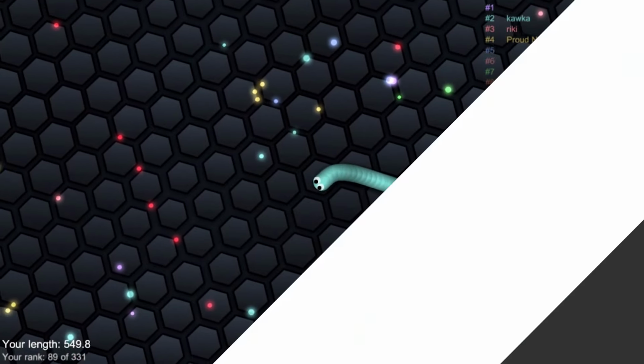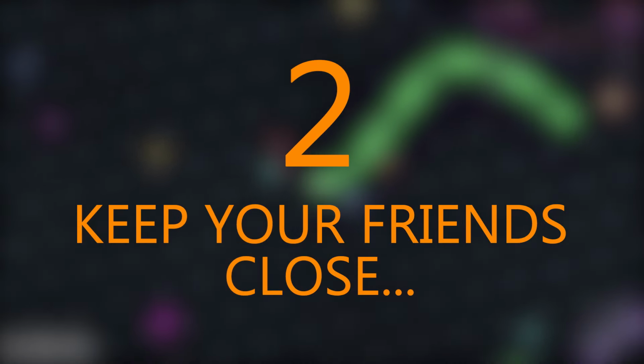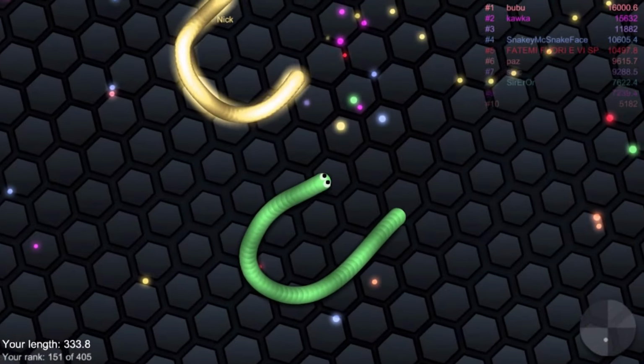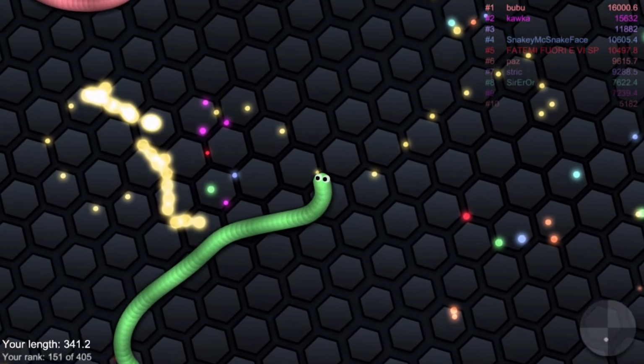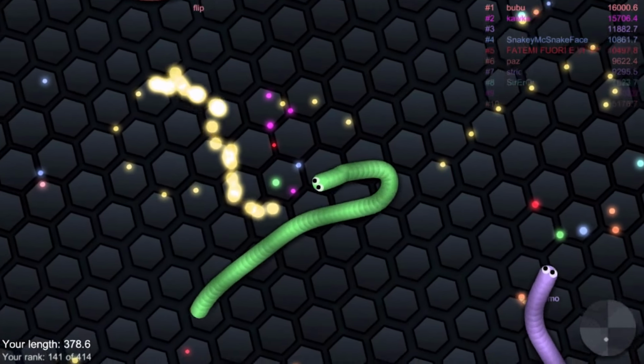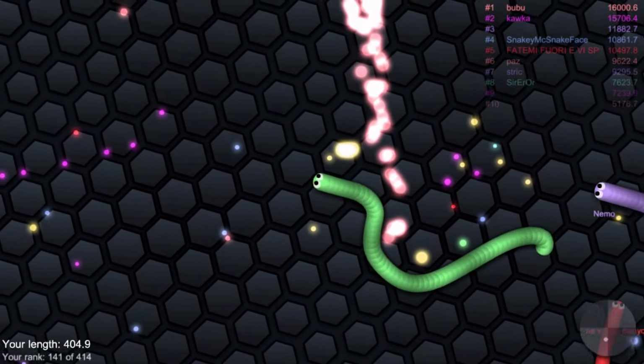Number 2. Keep your friends close. When other snakes die, they leave behind a huge pile of dots, which are just waiting to be munched up by any passers-by. So, stick close to other snakes if you can, and wait for their untimely demise before diving in and eating up all of their remains.